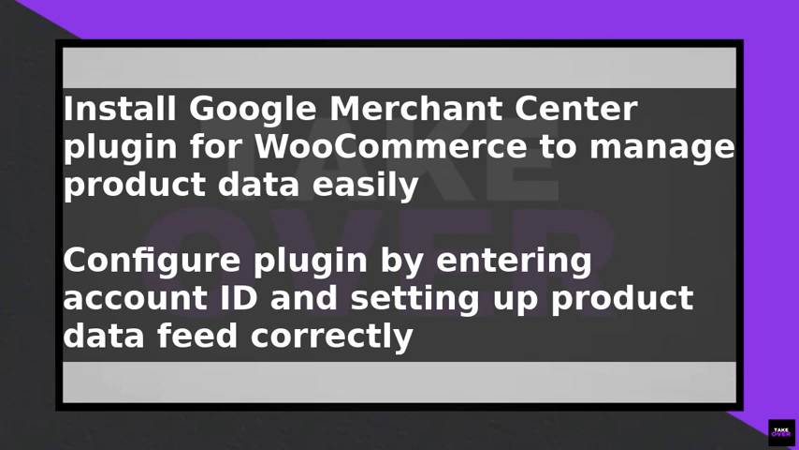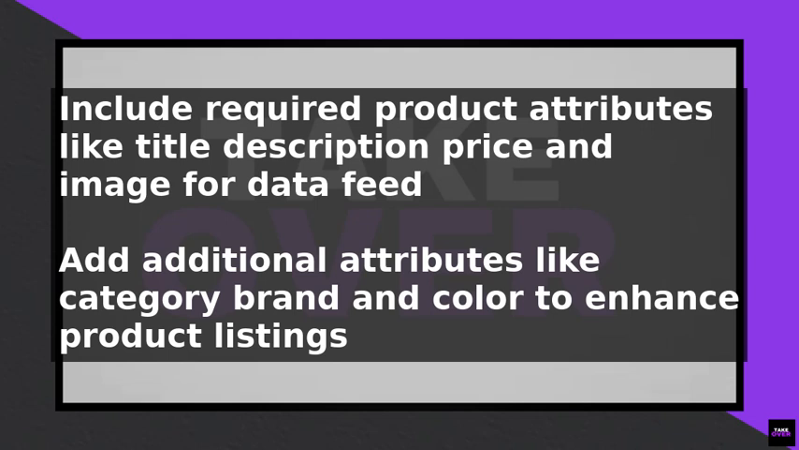Make sure to include all the required attributes such as product title, description, price, and image. You can also include additional attributes such as product category, brand, and color to enhance your product listings.